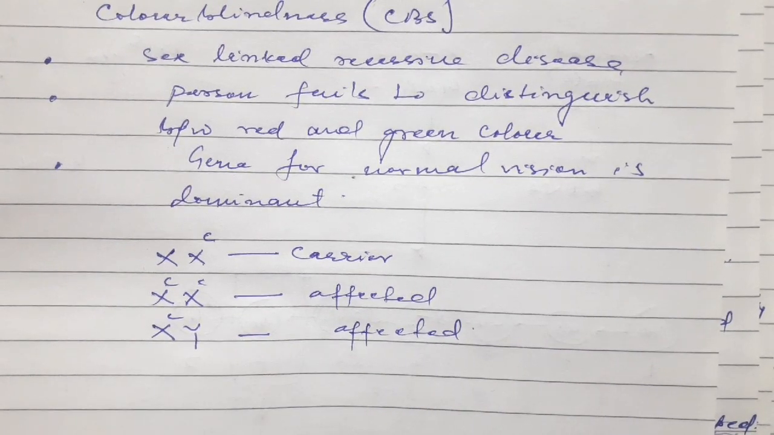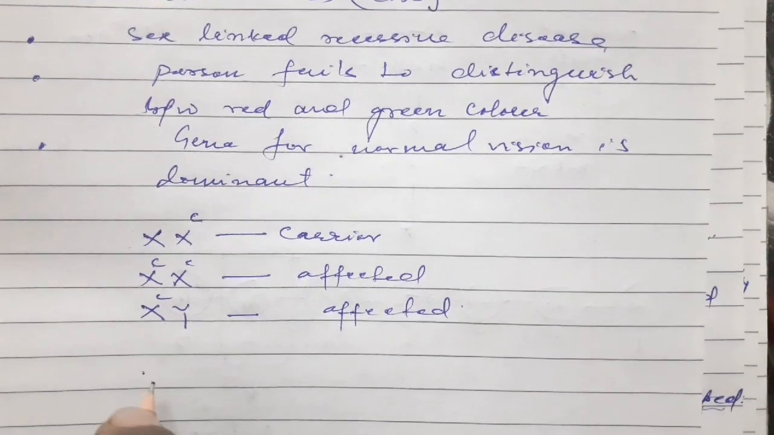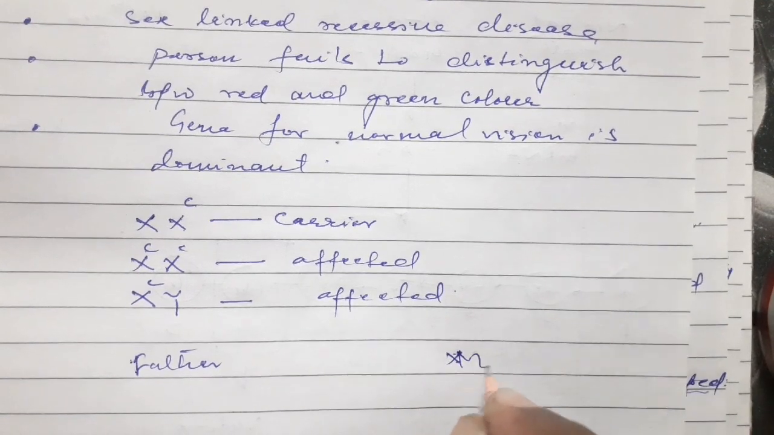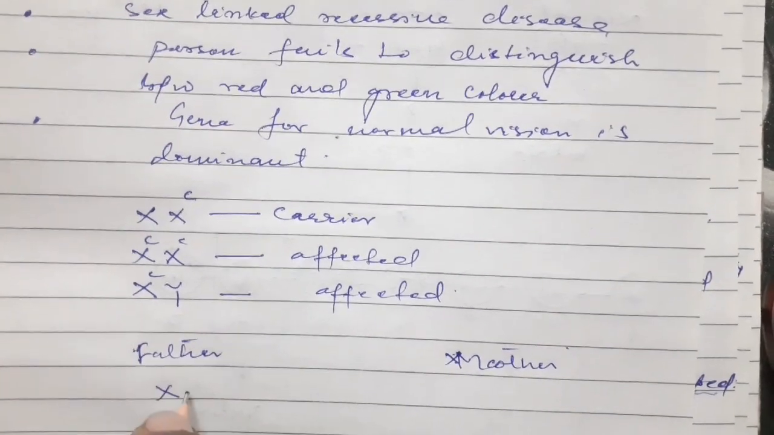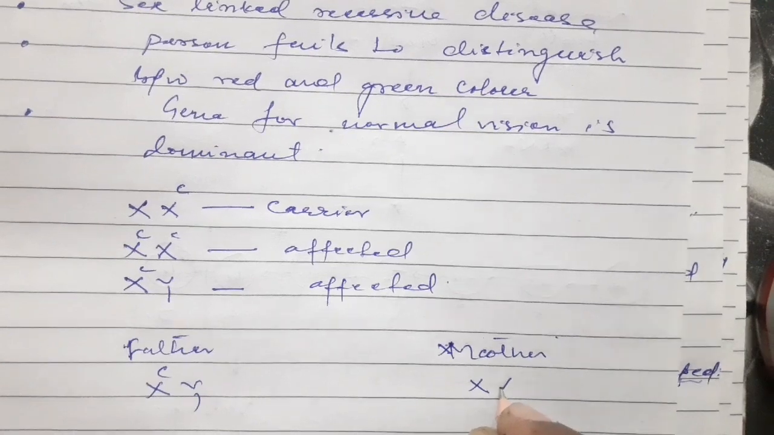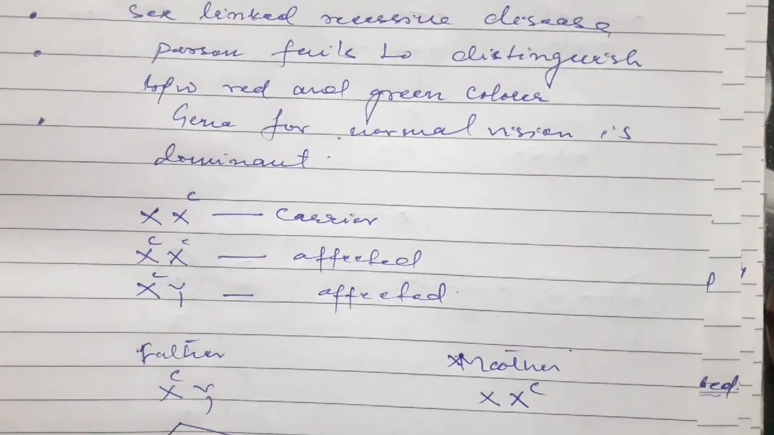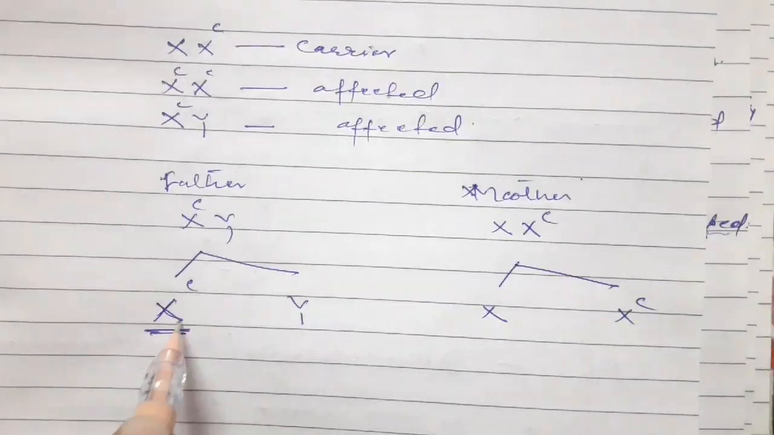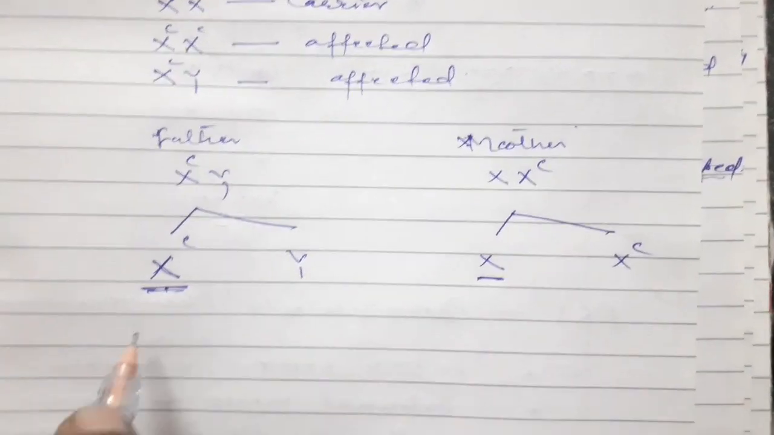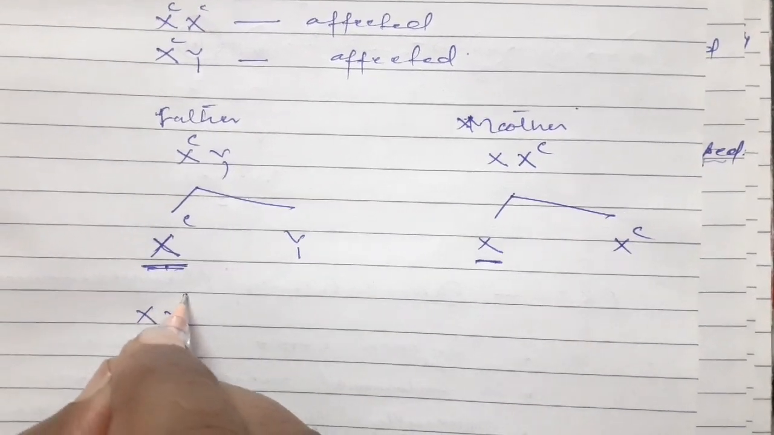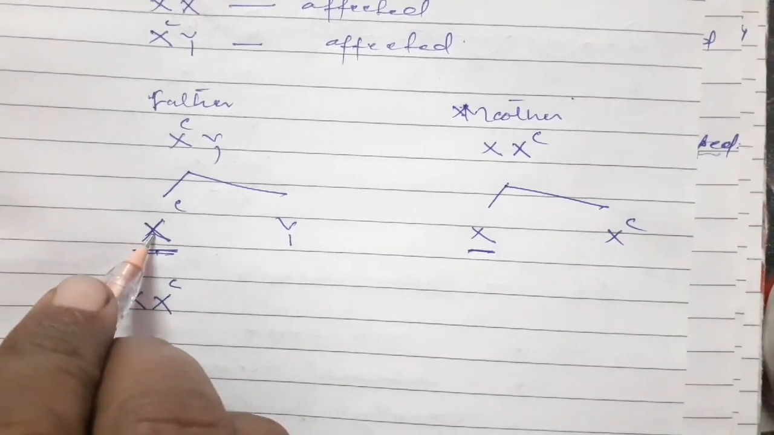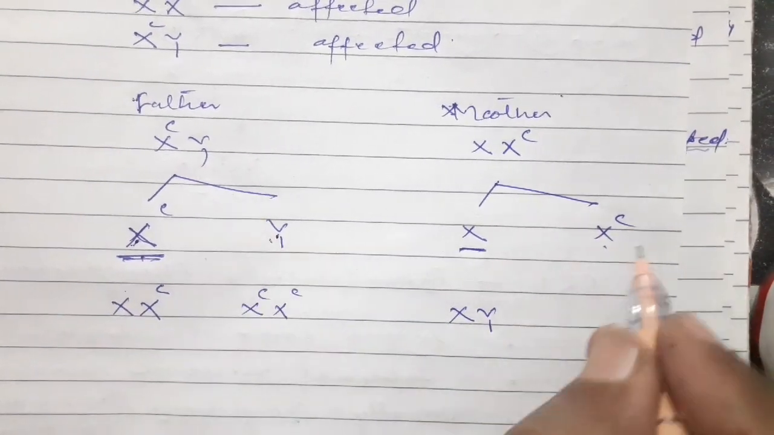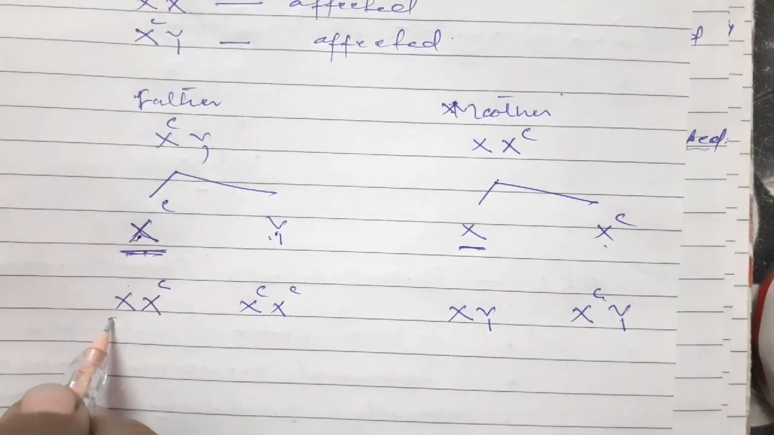Now, suppose an affected father is crossed with a carrier mother. The genotype of the affected father is XcY, and the mother is a carrier, XCX. Now the gametes are Xc, Y, and X and X. If this sperm fuses with this X chromosome, then the offspring is like this. If this sperm fuses with this, then like this. This sperm fuses with this XY, and then this XC. So here there are 4 progeny.